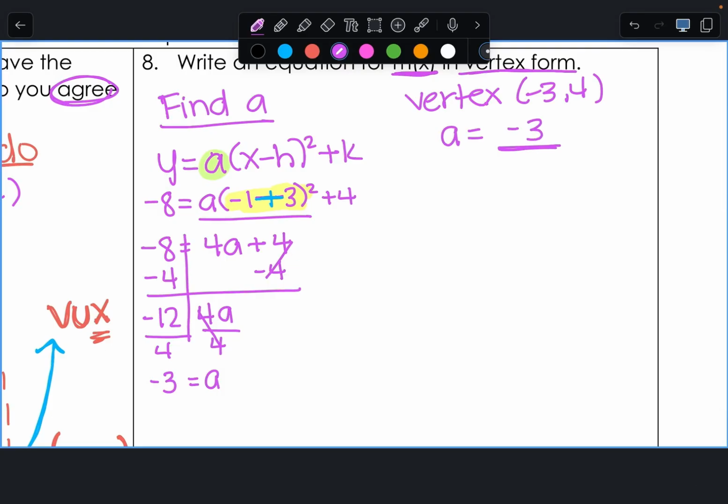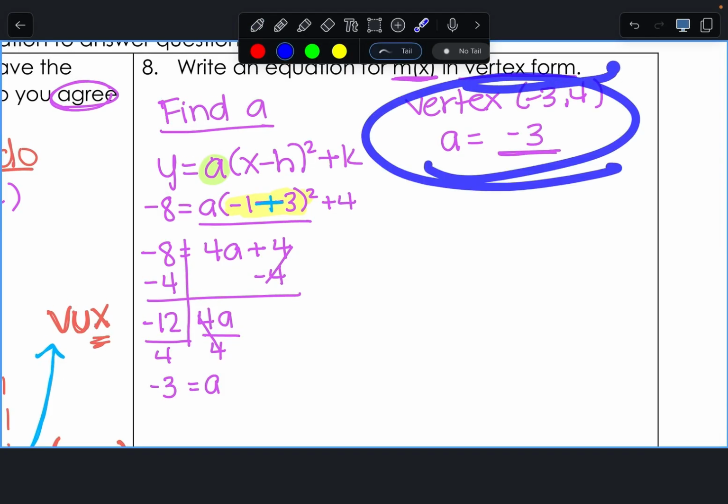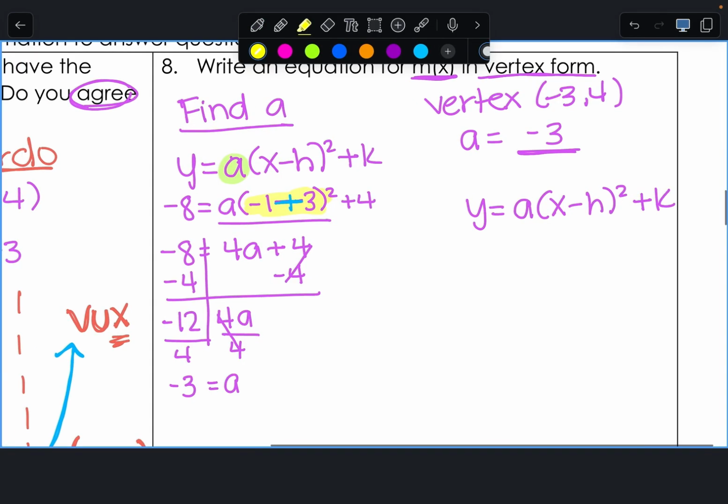Now we have all the information that we need to write our equation in vertex form. So, I'm going to rewrite vertex form. Y is equal to A times x minus h squared plus k, where we're going to plug numbers in for h, k, and a. We get y is equal to what? Negative 3 times x plus 3, plus 3 because it's negative squared. And then the k is? Plus 4.